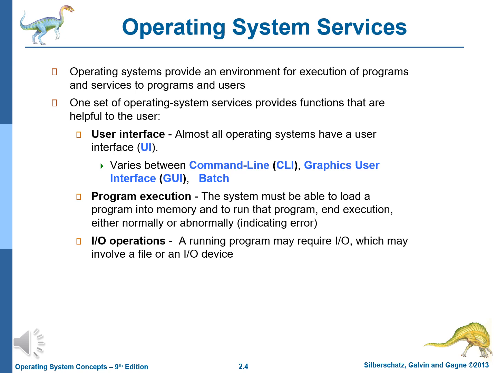I/O operations. A running program may require I/O, which may involve a file or an I/O device. For specific devices, special functions may be desired, such as recording to a CD or DVD drive or blanking a display screen. For efficiency and protection, users usually cannot control I/O devices directly. Therefore, the operating system must provide a means to do I/O.